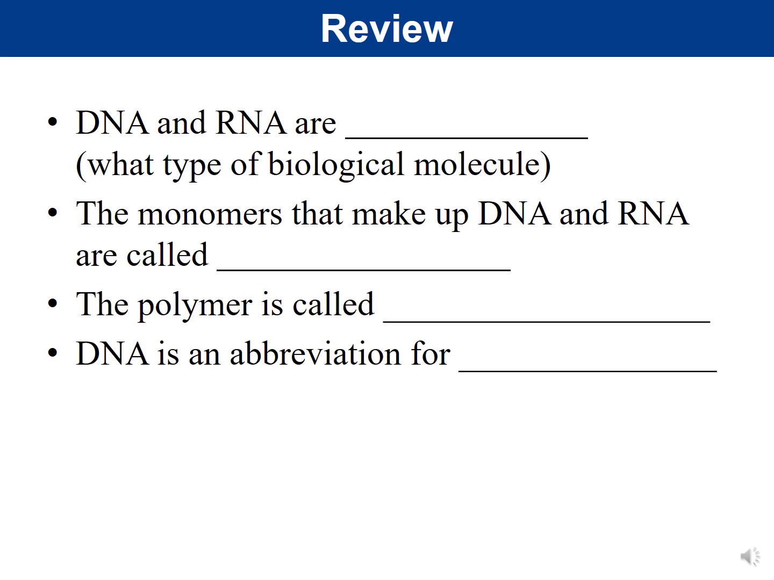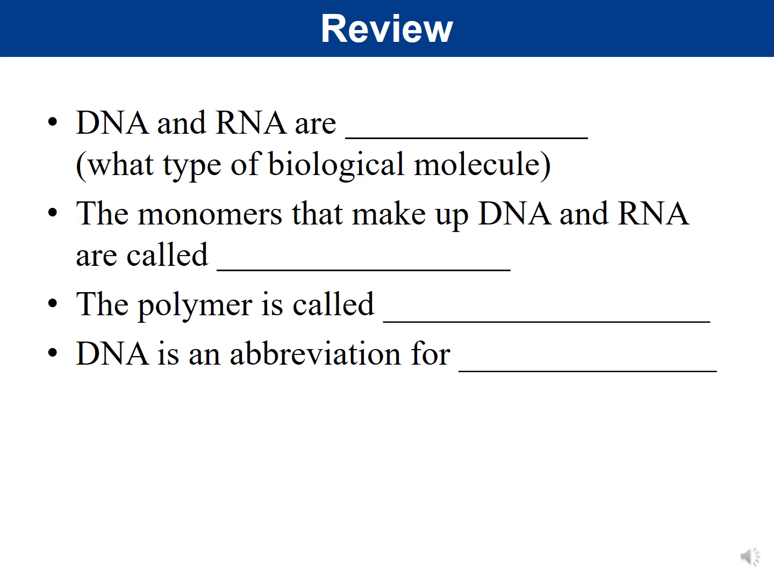DNA and RNA are blank. So what type of biological molecule are they? What's their class of macromolecules? The monomers that make up DNA and RNA are called blank. So what do we call the building blocks? The polymer is called blank. And DNA is an abbreviation for blank. So again, pause your video. When you're ready, push play, and I will go over the answers with you.